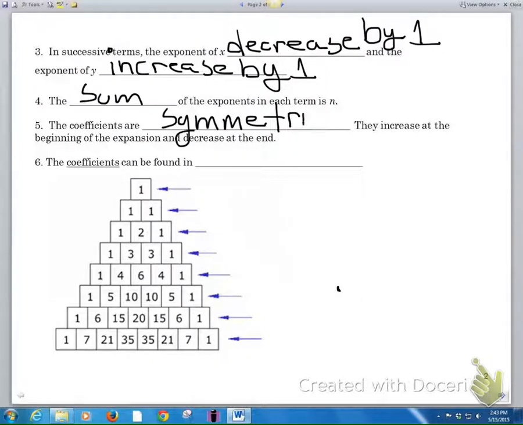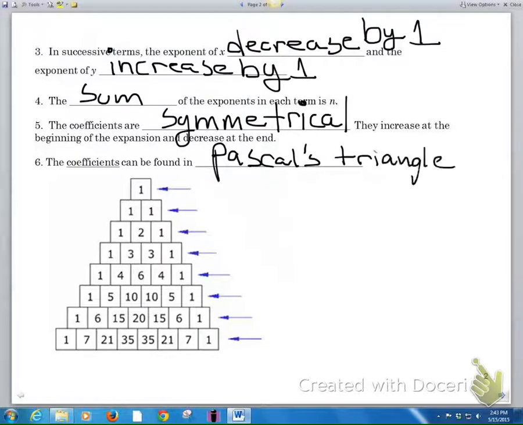The coefficients are symmetrical, as you can see below. You start with 1, you end with 1, and it goes up. And then when there's an even number of terms, there's 2 the same in the middle, and when there's an odd number, there's a single in the middle. And this is Pascal's triangle.